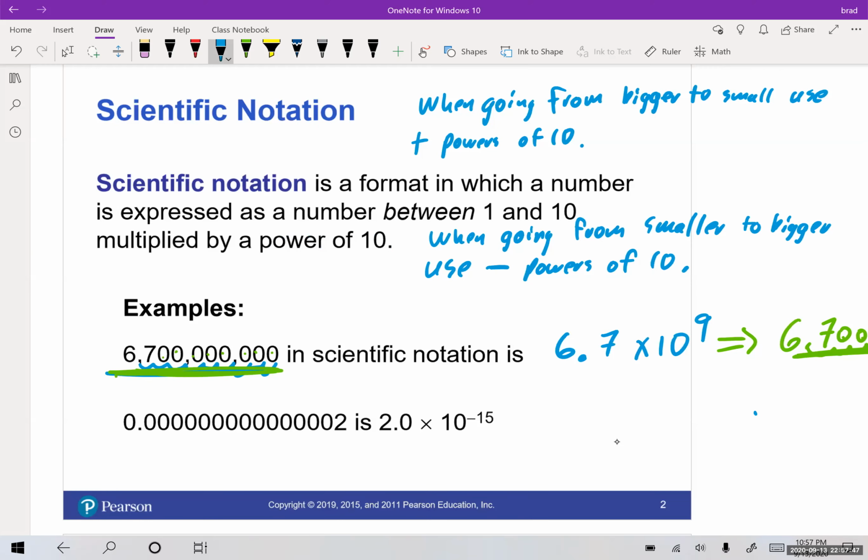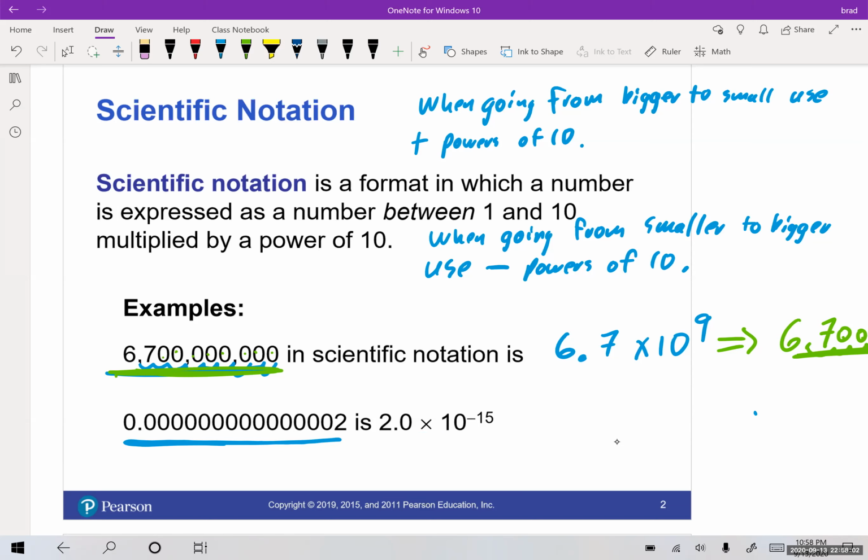So now we're going to go the other way. Now we're starting from a number that is very small, 0.00002, and they want to write it as 2.0 times 10 to the negative 5. Oops, I already have the answer here. Sorry, I forgot to delete that.